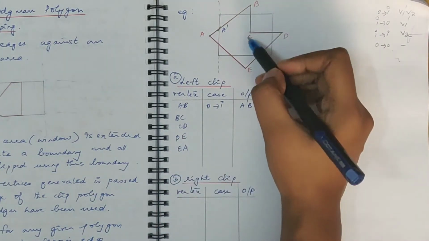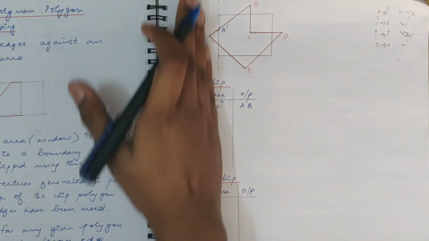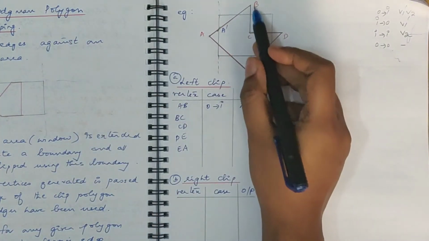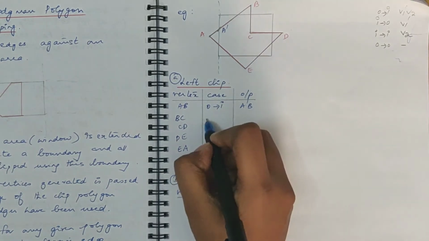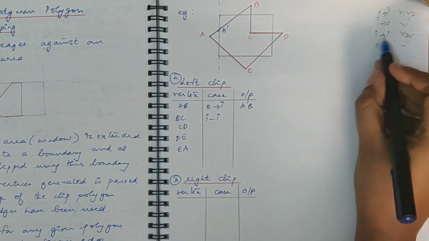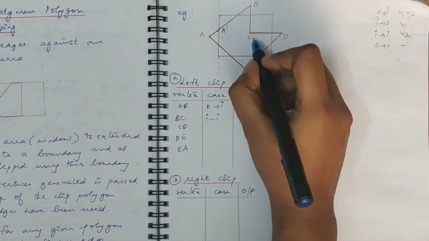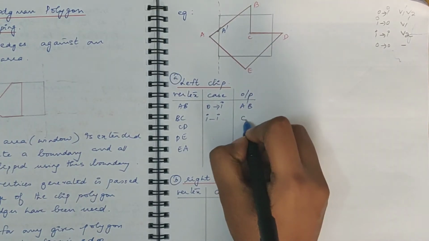Now the next edge, BC. With respect to this left clipping edge, both of the vertices are inside. So it is a case where you have inside to inside. When both the vertices are inside, you will only add the second vertex, which is C here.